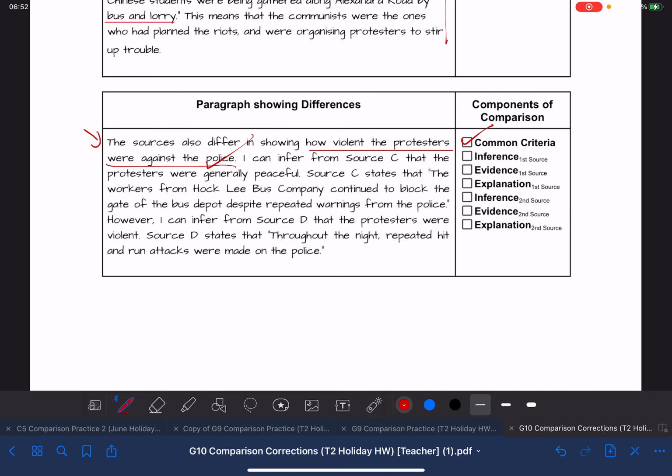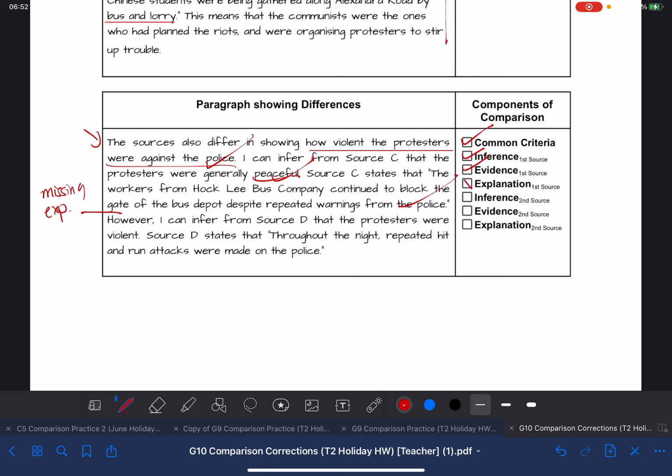I can infer from source C that the protesters were generally peaceful. So Source C states that the workers from the bus company continue to block the gate despite repeated warnings from the police. Okay, so inference and evidence. I do see, if I'm just standing, I'm just blocking the gate, well, that's not me fighting against the police, right?